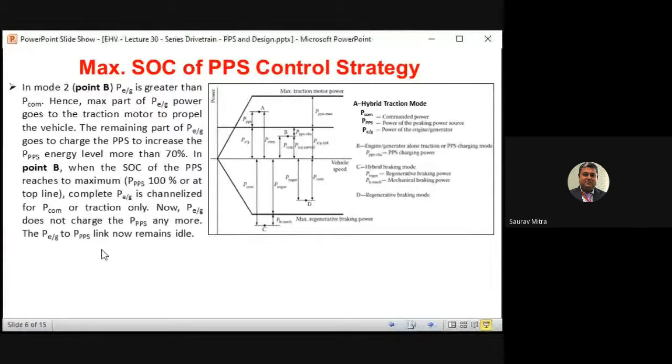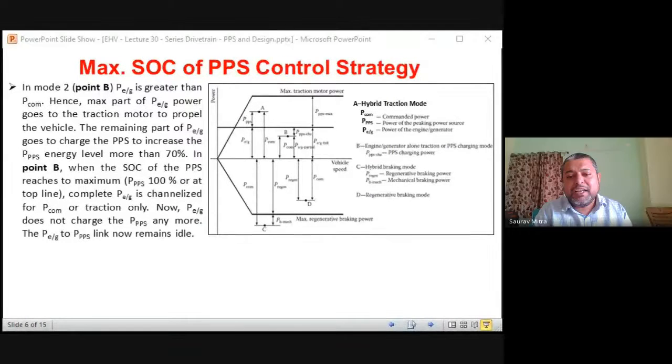In this case, automatically the PPS charging will be stopped, and PEG will be totally doing the traction work. Now PEG does not charge the PPS anymore. The PEG and PPS link now remains idle. Whatever the link between PEG and PPS is, that link will remain idle.